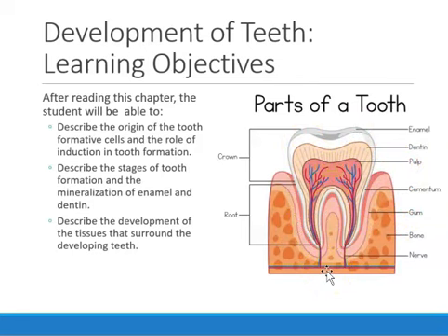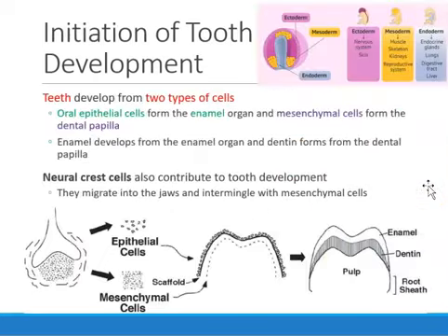But what we're going to actually look at is how do we get enamel? How do we get dentin? How do we get pulp? And how do we get cementum? When is all that formed? That's what we're going to look at. So let's start from the very, very basic.